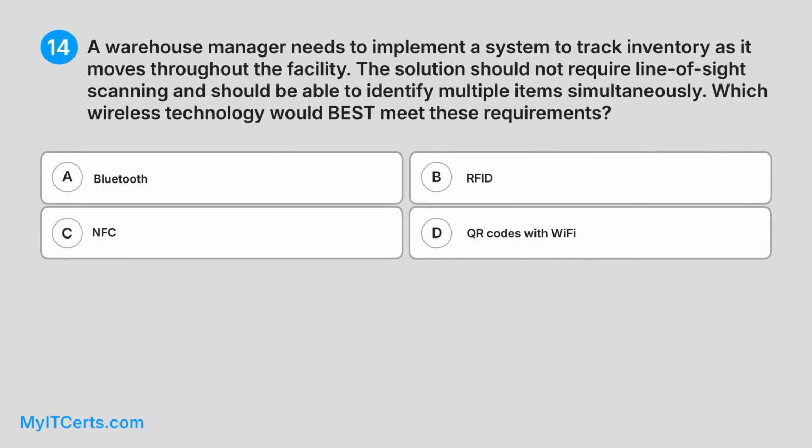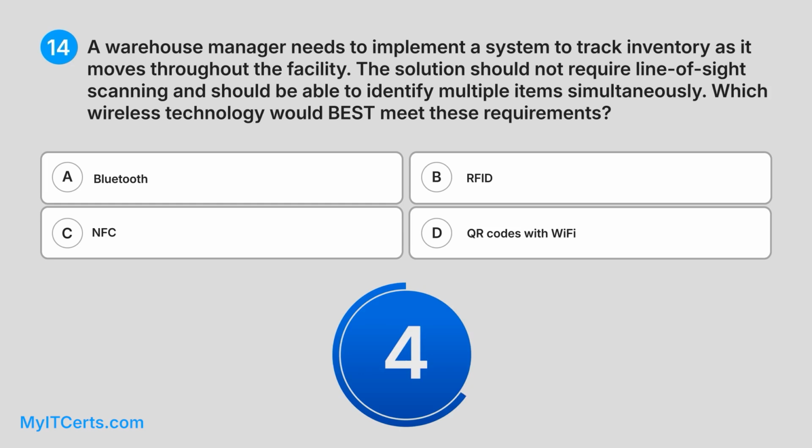14. A warehouse manager needs to implement a system to track inventory as it moves throughout the facility. The solution should not require line-of-sight scanning and should be able to identify multiple items simultaneously. Which wireless technology would best meet these requirements? A. Bluetooth. B. RFID. C. NFC. D. QR codes with Wi-Fi. What do you think is the answer?